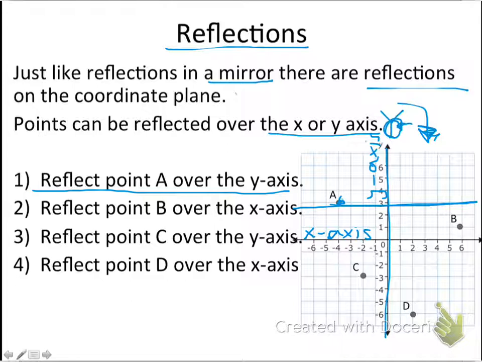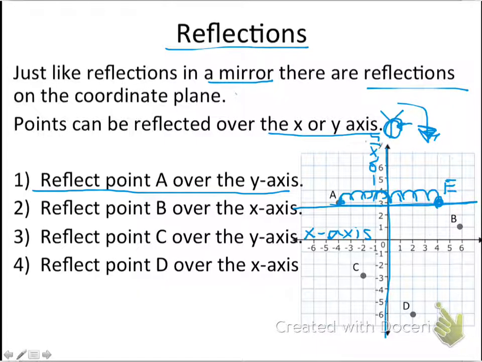To do that, I always count 1, 2, 3, 4. Count how many spaces there are between that point and the axes, and then add the same number on the other side. 1, 2, 3, 4. So our new point goes right there. Let's call that point E.